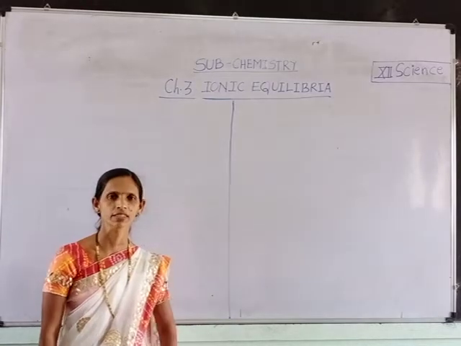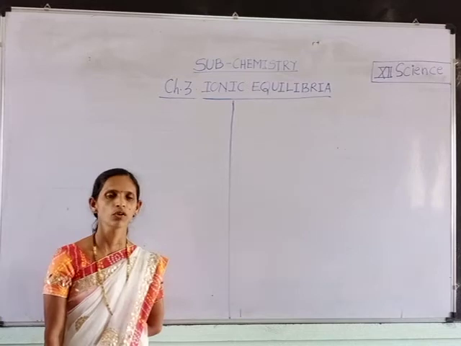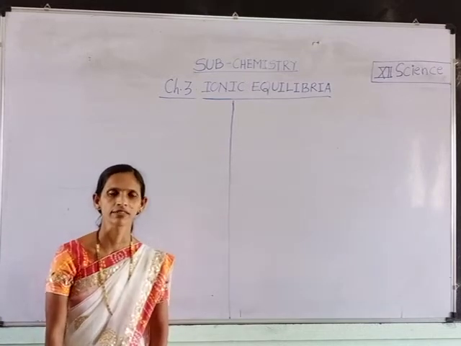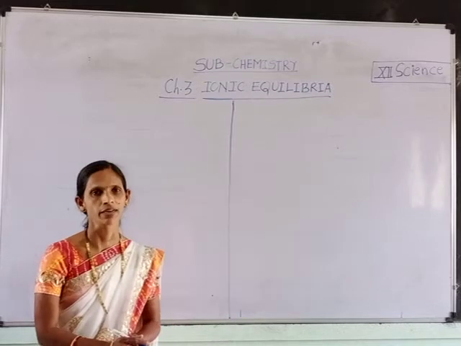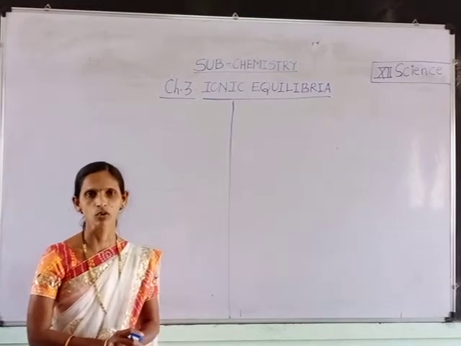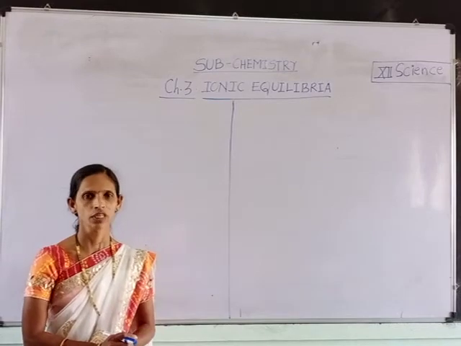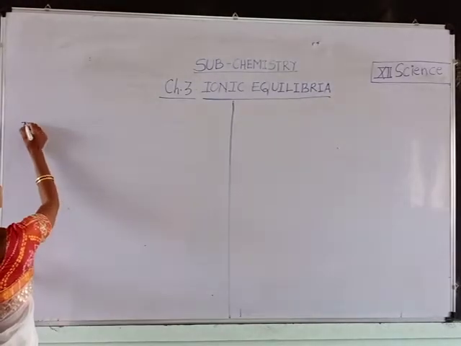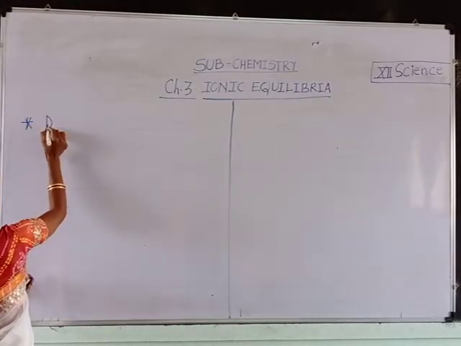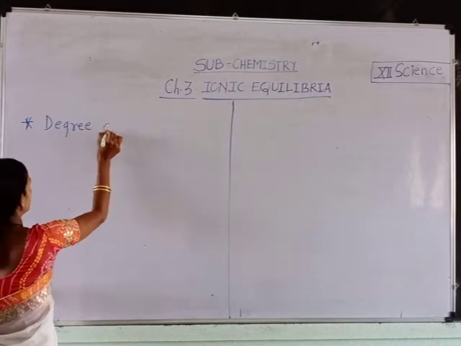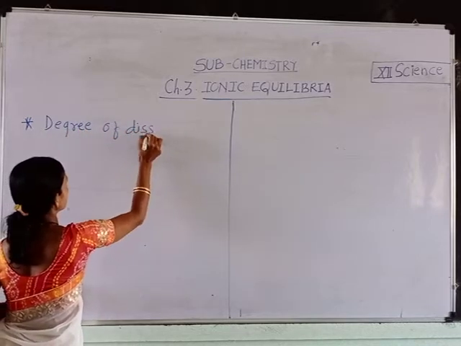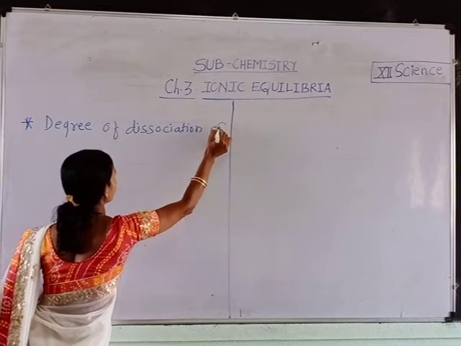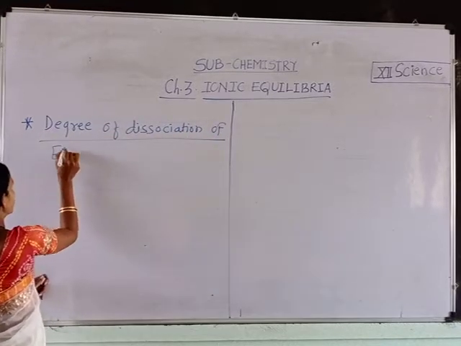Hello students, in the previous lecture we have studied about chemical equilibrium, law of mass action and ionic equilibria, and about electrolytes and types of electrolytes. Today we are going to discuss the degree of dissociation of electrolytes.